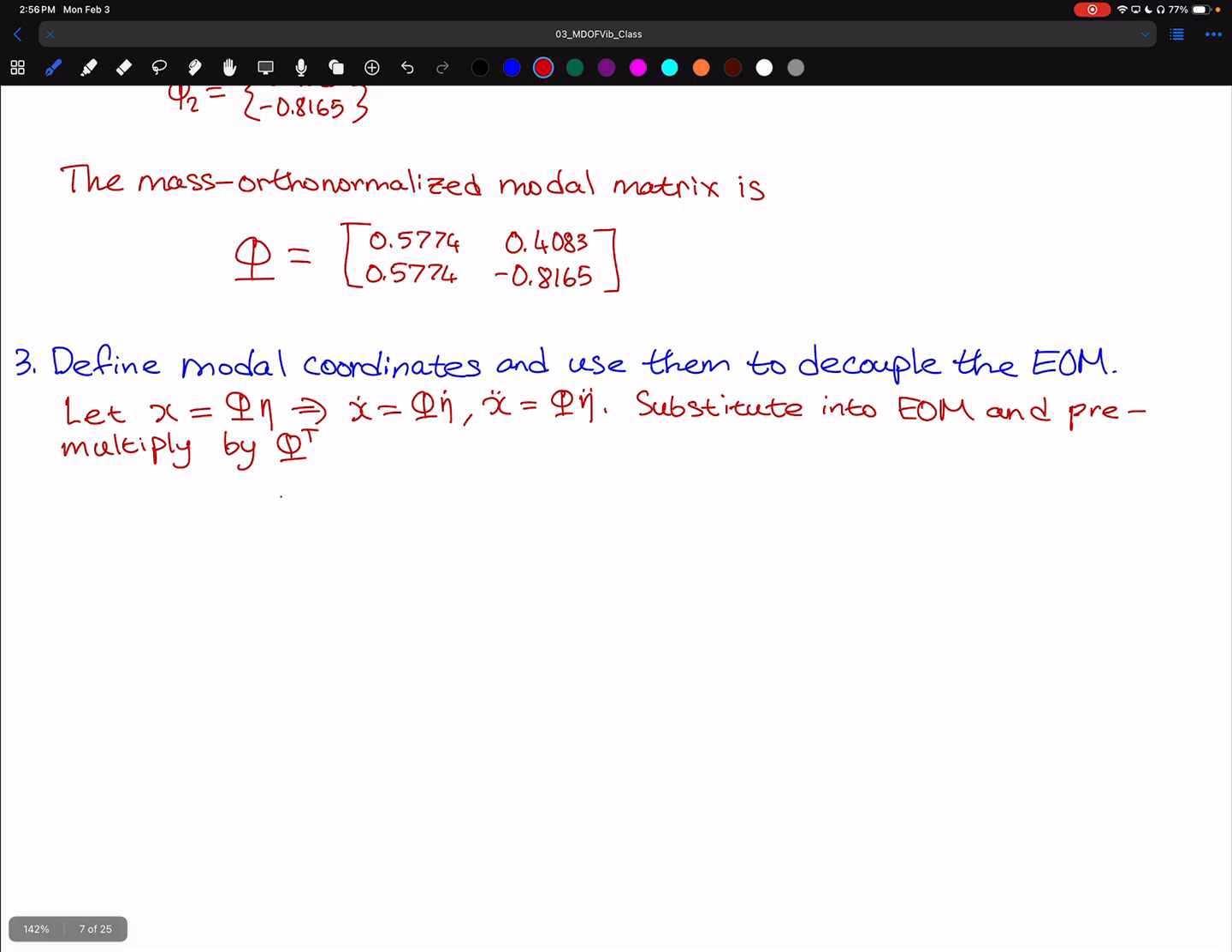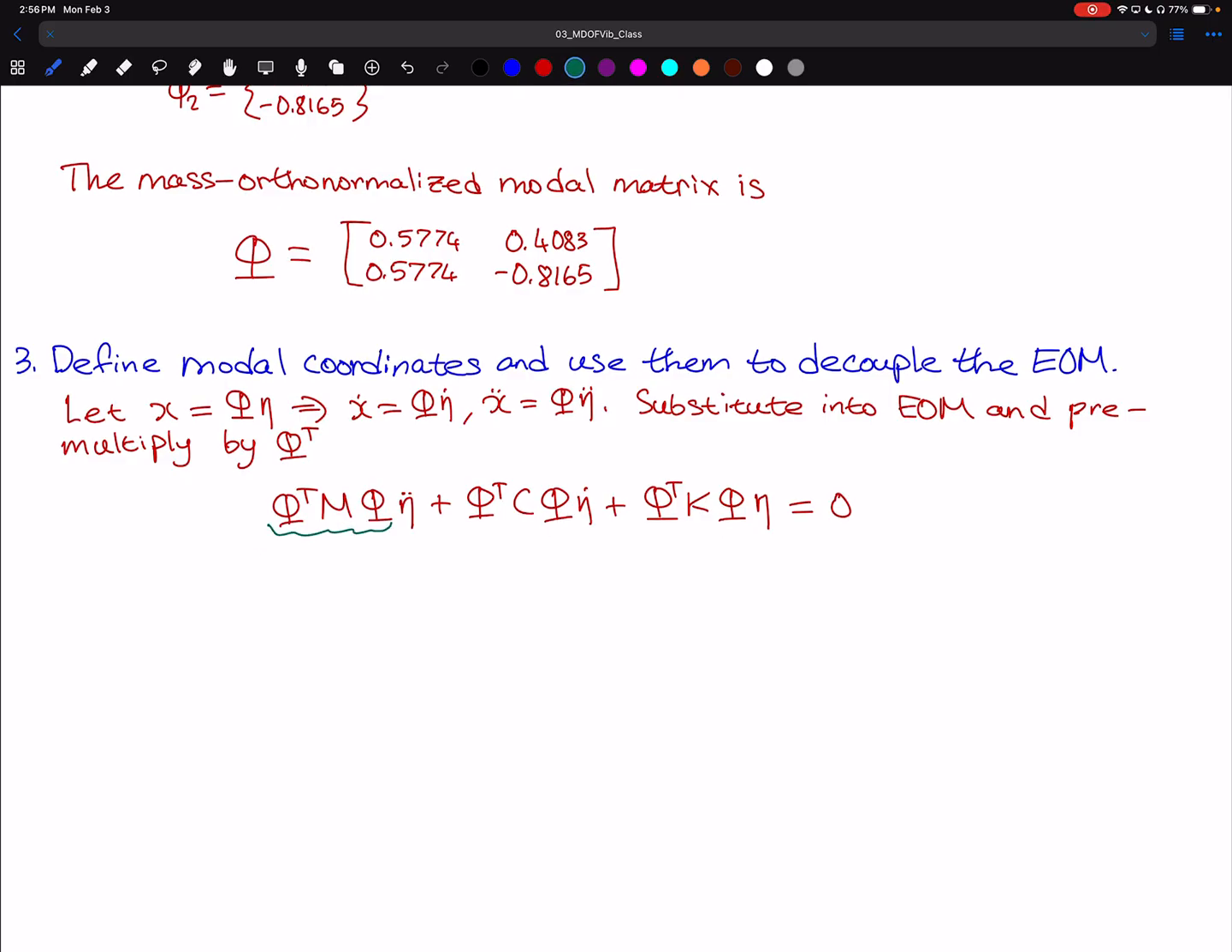It's going to give us phi transpose M phi eta double dot plus phi transpose C phi eta dot plus phi transpose K phi eta, fortunately equal to 0 because there was no forcing. This first term here is going to be the identity matrix. We said that C was proportional to our stiffness matrix. So we're going to get here 0.05 times the diagonal matrix of omega i squared. And over here, for the stiffness matrix, we're just going to get the diagonal matrix of the natural frequency squared.